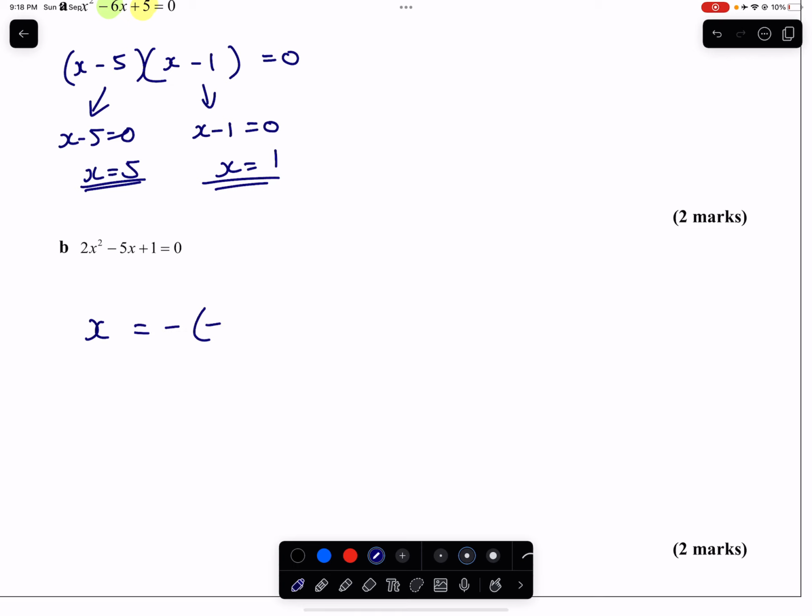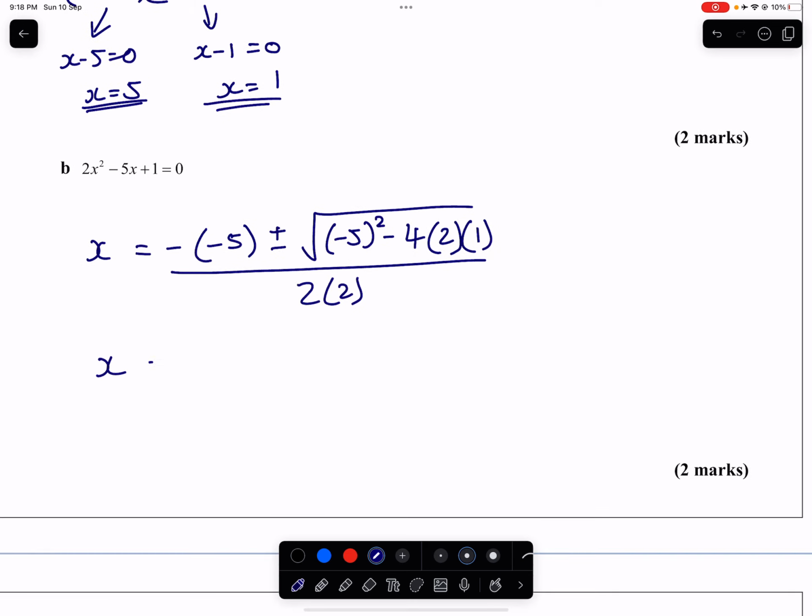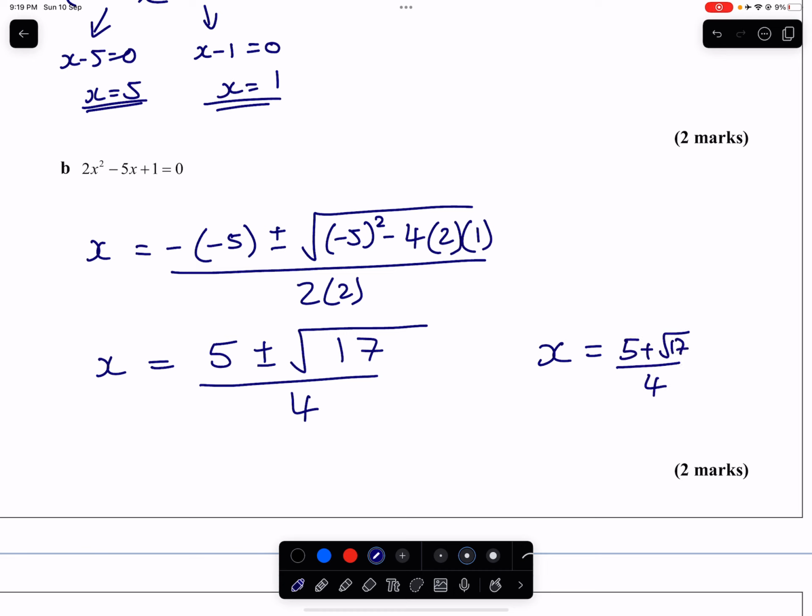So the quadratic formula is minus b, so that's a minus -5, plus or minus the square root of b squared, minus 4 times a, which is 2, times c, which is 1, all over 2a, like so. And then when the dust settles here, you're going to have a positive 5. What's underneath that root is going to be a 17, and that's going to be all over 4. So you could write your solutions like so. You could have 5 plus root 17 all over 4, and you can have 5 minus root 17 over 4.